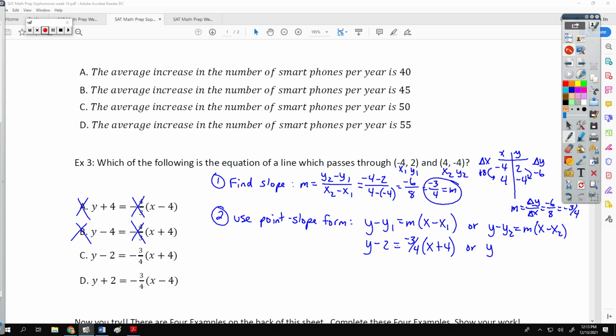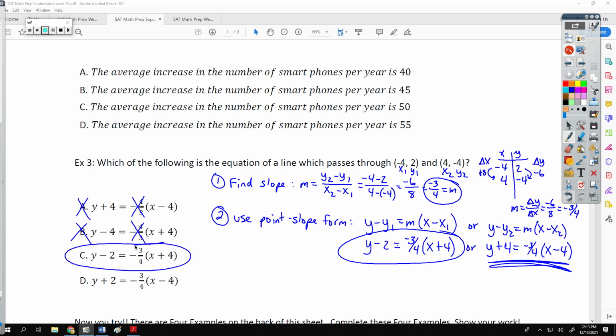And if we plugged in x2, y2, we would have y plus 4 equals -3/4. That didn't come out quite right. Let me fix that so it's not confusing. -3/4 times x minus 4. So one of these 2 is going to be the correct answer. Well, if we look at our options here, we don't have a y plus 4 possibility. So we're not using this version here. We're actually going with the x1, y1 version of the equation, which is choice C.